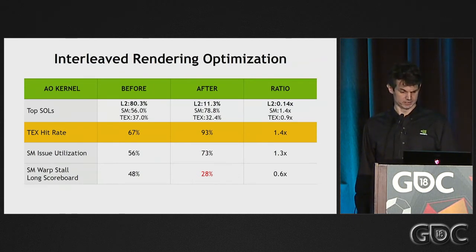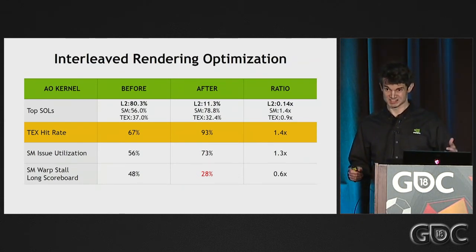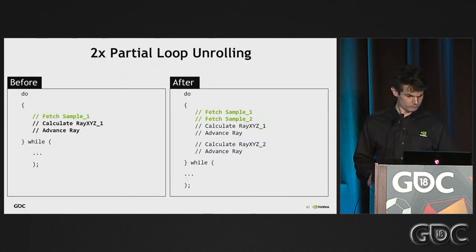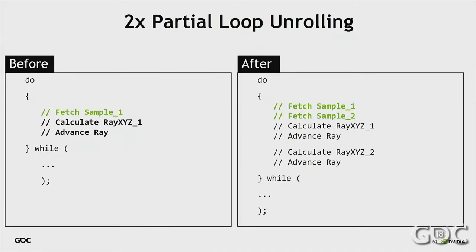So even though we got a big speed up, and we may feel happy about it, we are still doing poorly. We know that from issue utilization not being so great, because it's still less than 75%, 80%. And we know that from looking at long scoreboard active percentage. The easy optimization we can do in a ray marching shader like that is, instead of fetching one sample per loop iteration, just fetch 2.